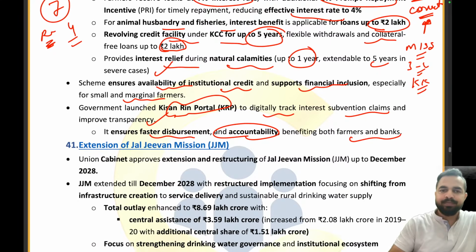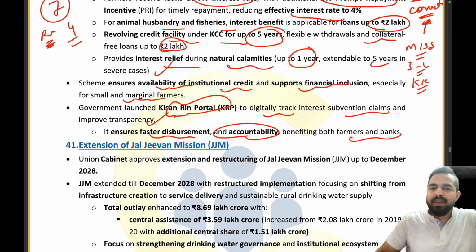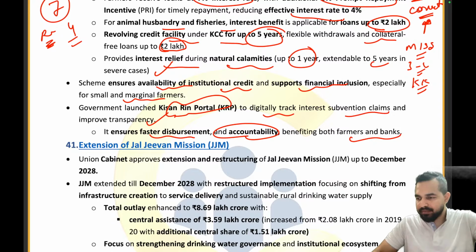Clear everyone? The revolving credit facility will be under KCC up to 5 years, with flexible withdrawals and collateral free loans up to rupees 2 lakh. It provides interest relief during natural calamities up to 1 year, extendable up to 5 years in severe cases. What is the name of the portal which has been launched to digitally track the interest subvention claims and improve transparency? That is the Kisan Rin portal. Clear everyone?